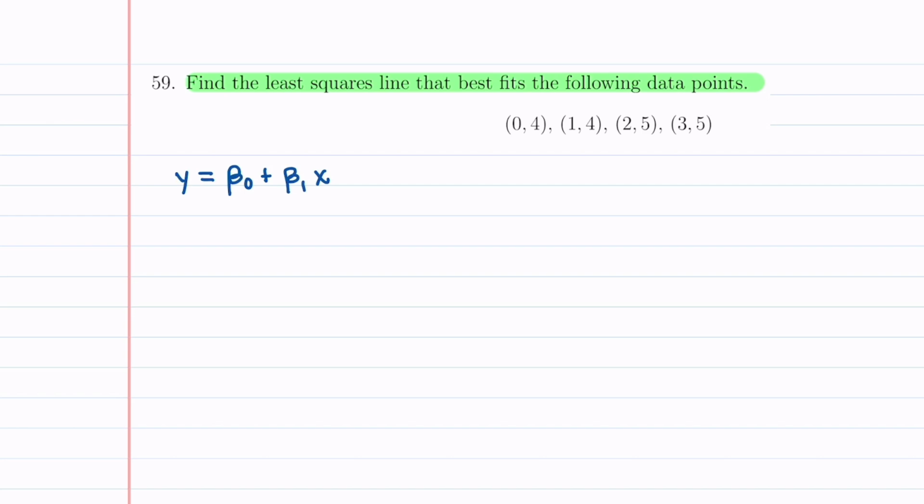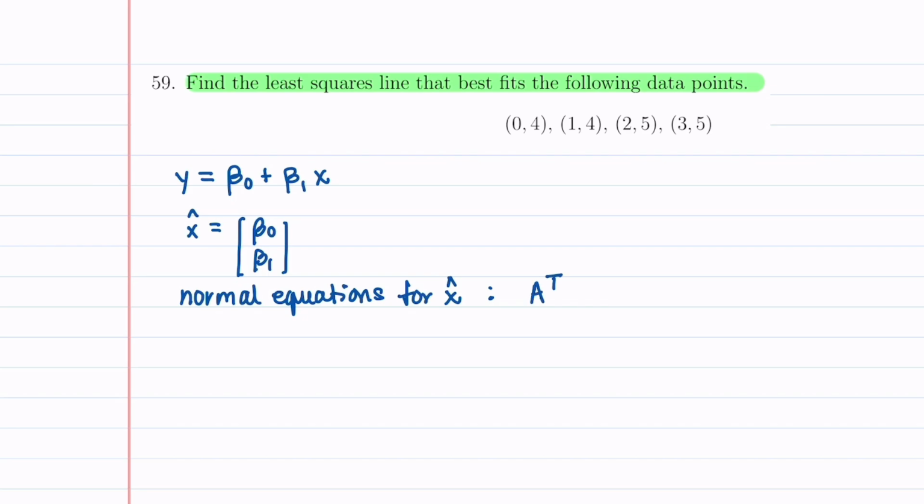We're going to let a vector x hat contain our parameters beta 0 and beta 1, and then define x hat, which will give us beta 0 and beta 1. We have what's called normal equations for x hat, and those equations look like this: A transposed times A times x hat is equal to A transposed times b.